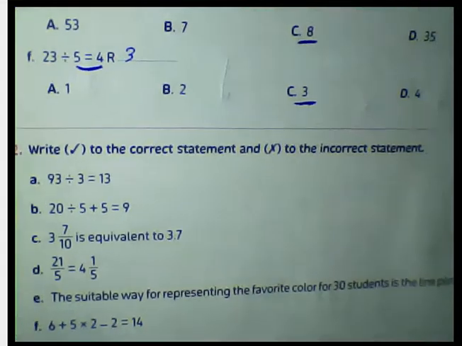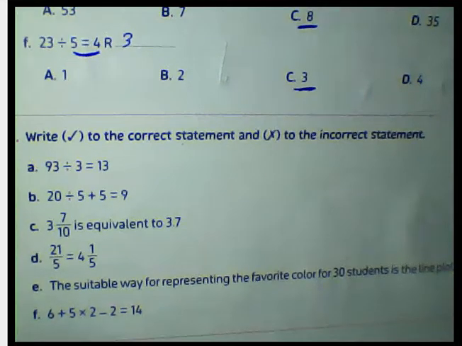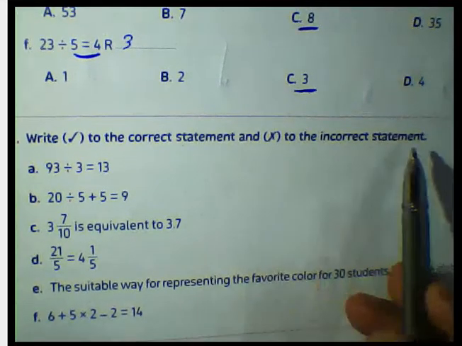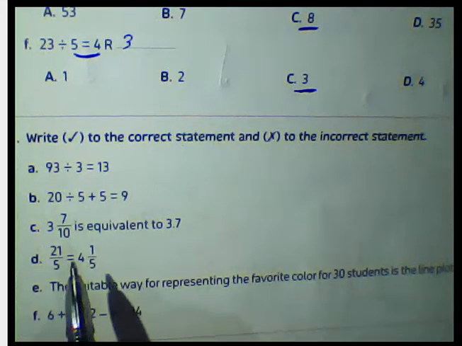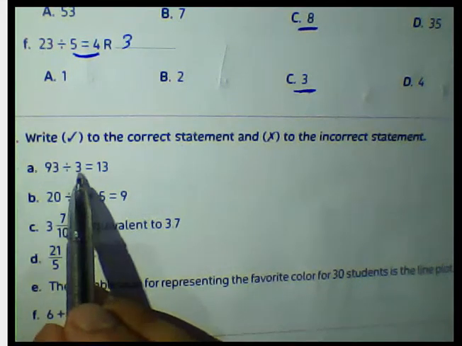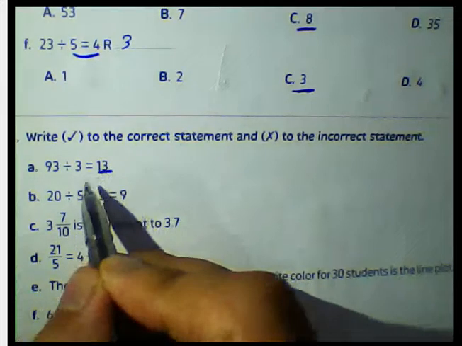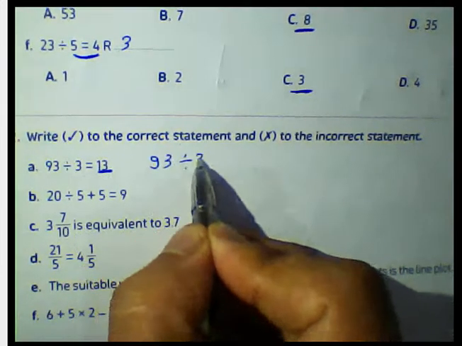Question number 2. Write true for the correct statement and false for the incorrect statement. 93 divided by 3 equals 13. True or false? Look here. 9 divided by 3 equals 3. Okay, 93 divided by 3 equals what?